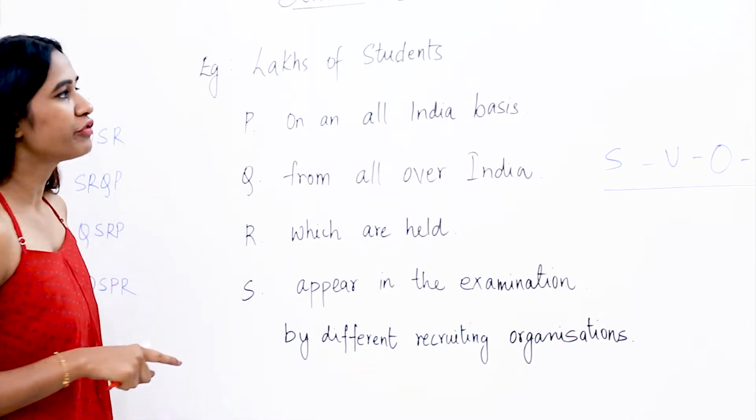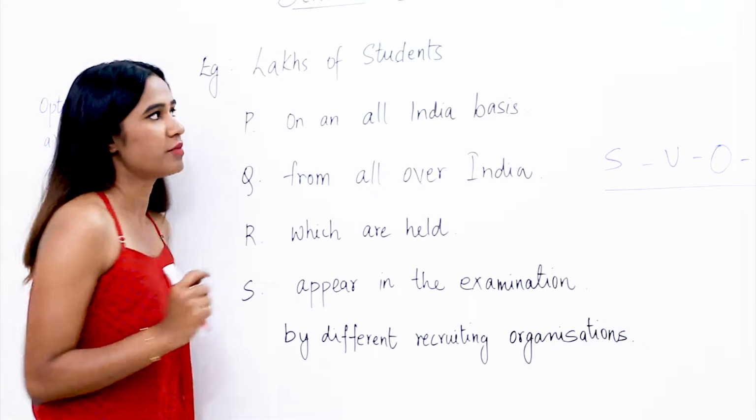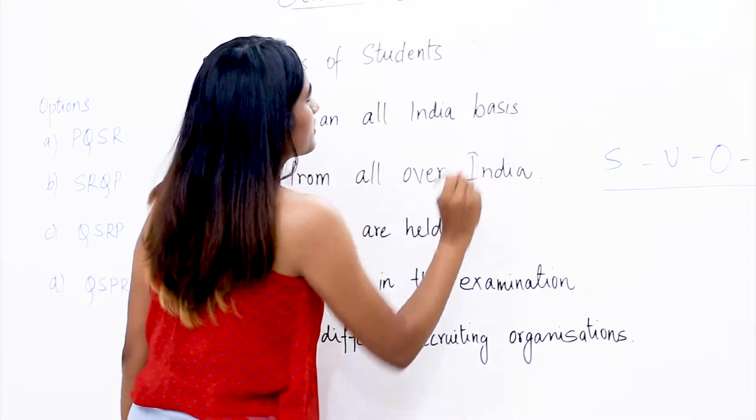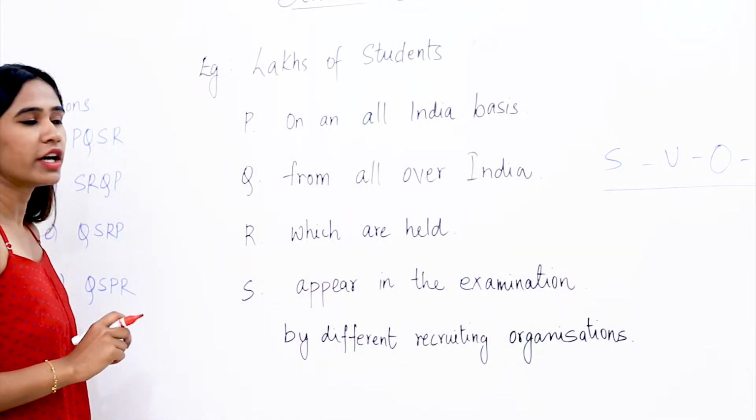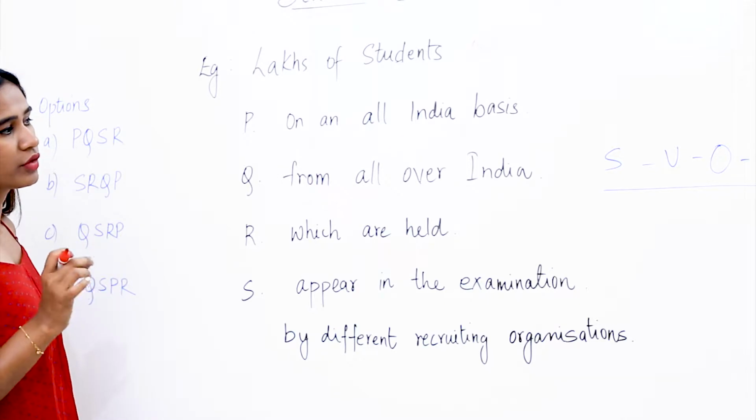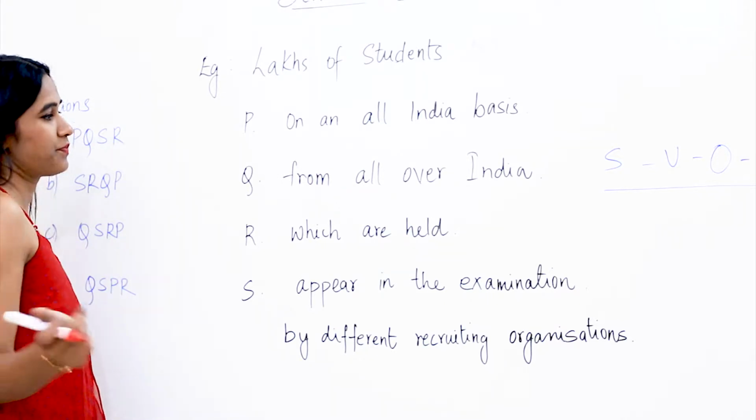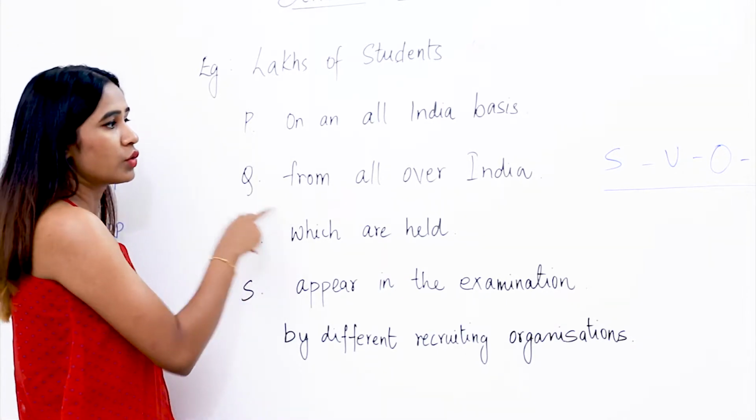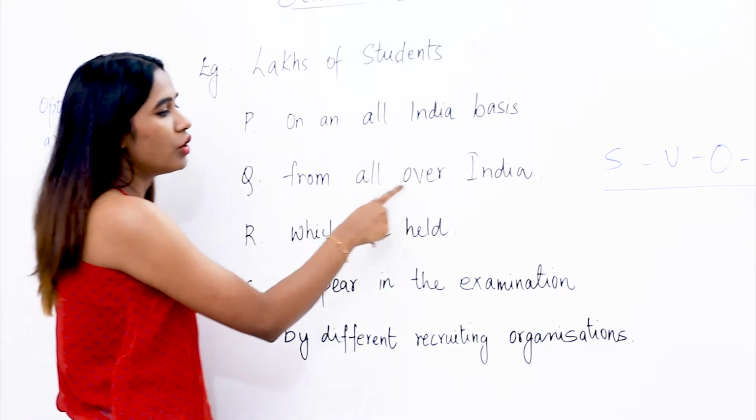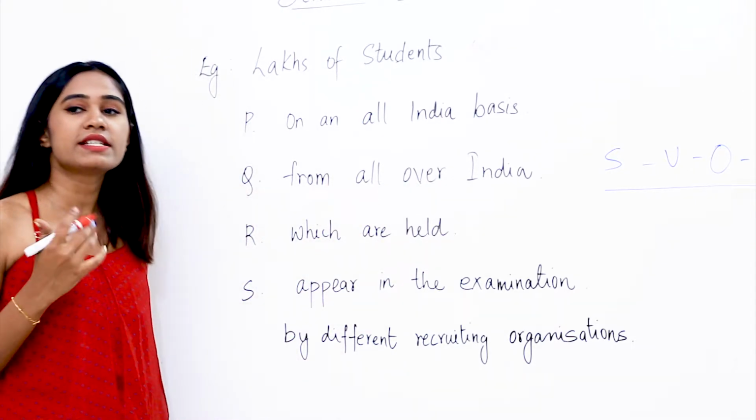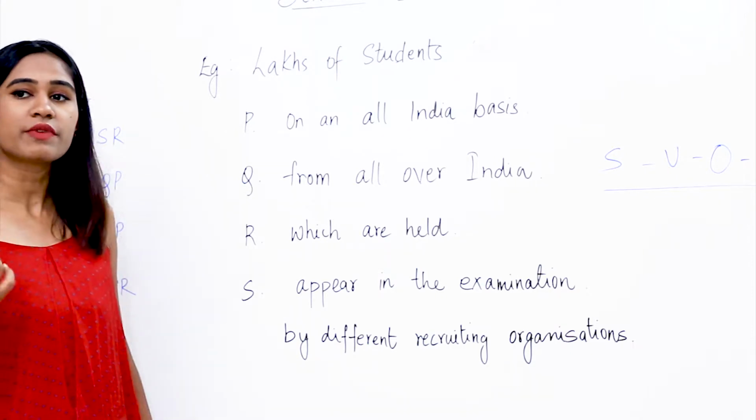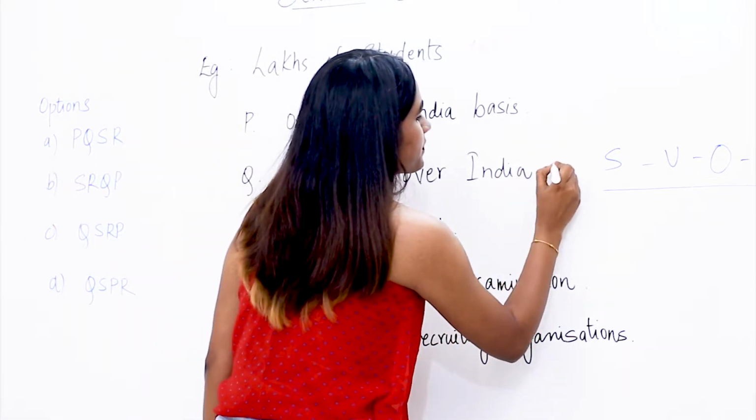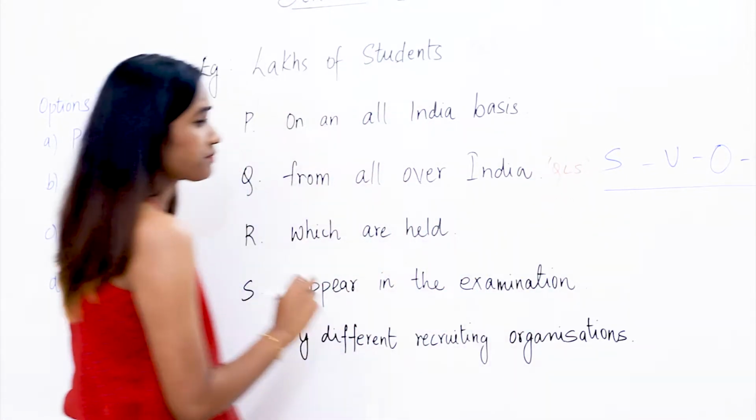First we have to find out which is the subject here, and the subject is "lakhs of students". So this becomes our subject. Next we have to find out the qualifier of the subject. When we look into the sentences, we find the qualifier of the subject is "from all over India". Why? Because it tells from where the lakhs of students come. From where? From all over India. That is the reason we take it as qualifying the subject.